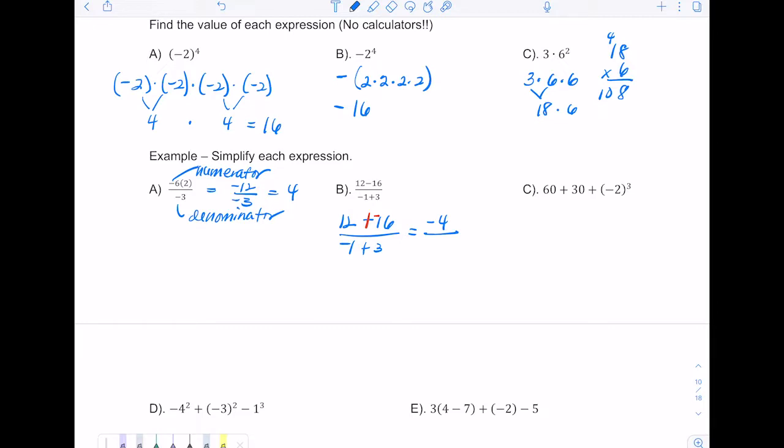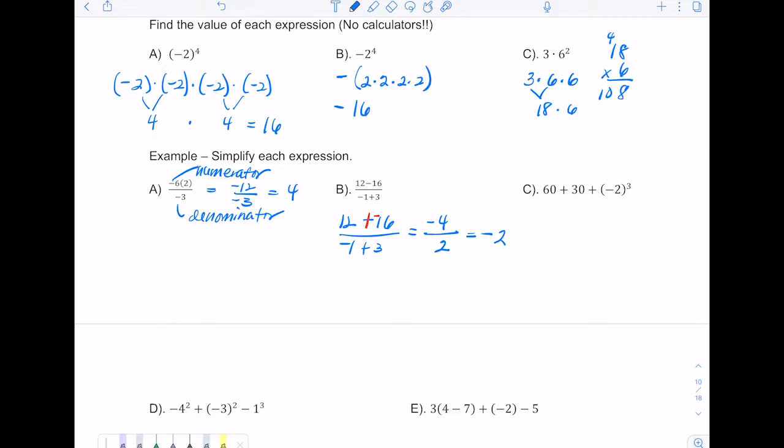And then in the denominator, I'm again adding unlike numbers, unlike signs. So I'm going to subtract 3 minus 1 is 2. Take the sign of the bigger number. The bigger number is 3, and it's positive. And then I've got -4 divided by 2. Again, you're dividing unlike signs, you get a negative, and 4 divided by 2 is 2. So my final answer is -2.